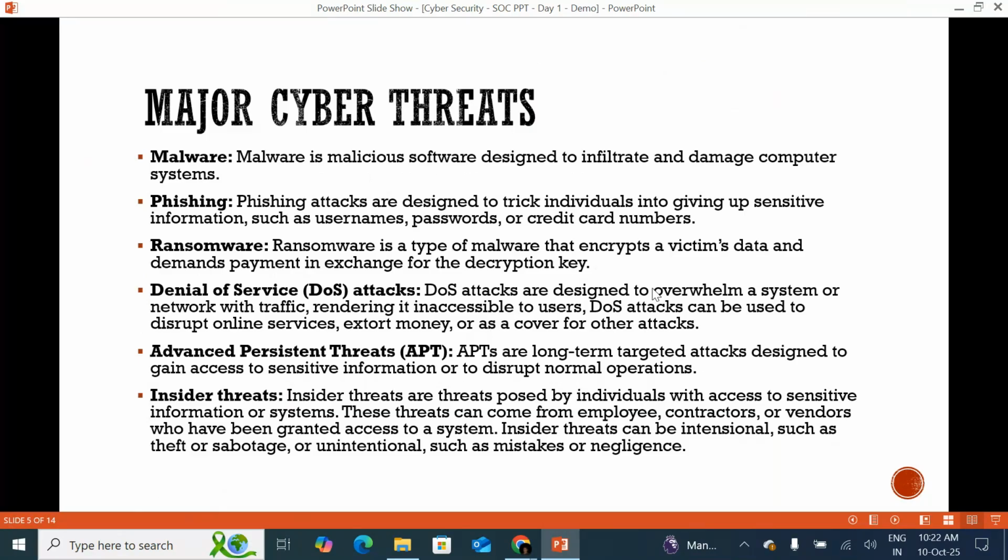Malware is just software. Mal means malicious, ware means software. Malicious software is considered malware. Malware is malicious software designed to infiltrate and damage a computer system. What is the use of malware? It infiltrates and damages the computer system.